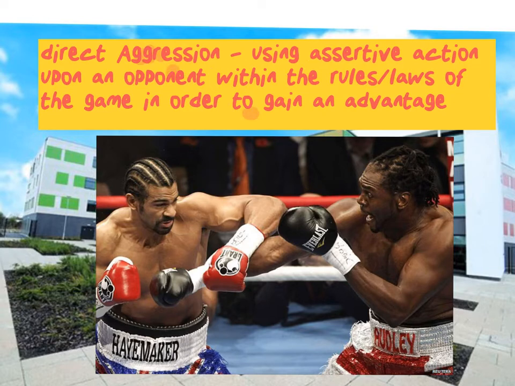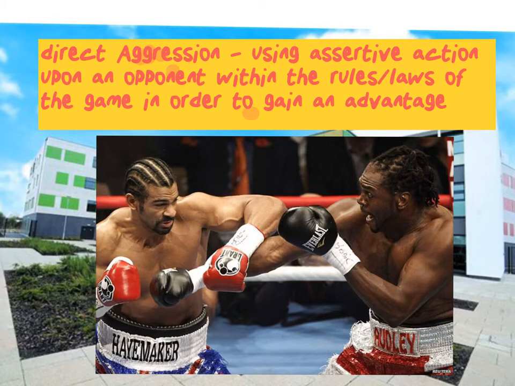We're now going to look at direct aggression firstly, and look at an example. It means using assertive action upon an opponent within the laws of the game in order to gain an advantage. As I've shown here, the boxer strikes the opponent to gain an advantage, either picking up points, as in amateur boxing on the GCSE spec. So if you put boxing in your exam, striking an opponent will gain you points. Or additionally, you could say strike an opponent to knock them out, to aid the performance by knocking the opponent out.